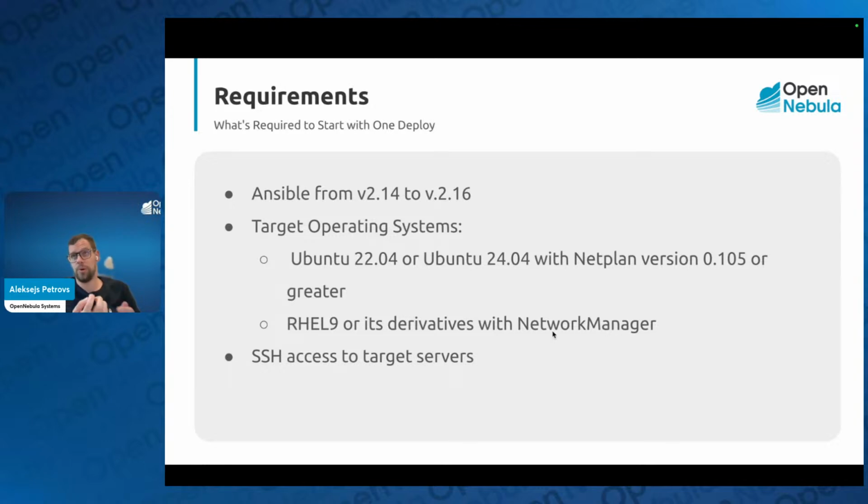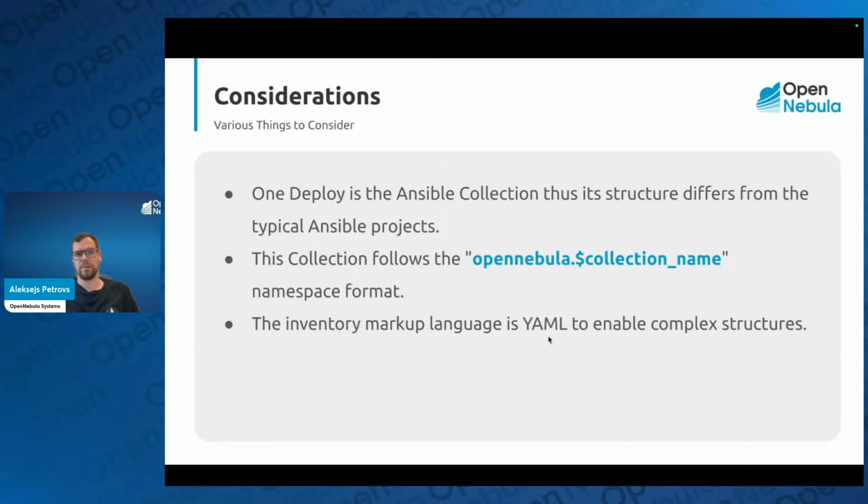And you're supposed to have secure shell access to the target servers. That's a pretty logical thing to have, but it is worth mentioning that you would like to have SSH access to these target servers because, well, that's how Ansible works, right? Some of the obvious considerations.